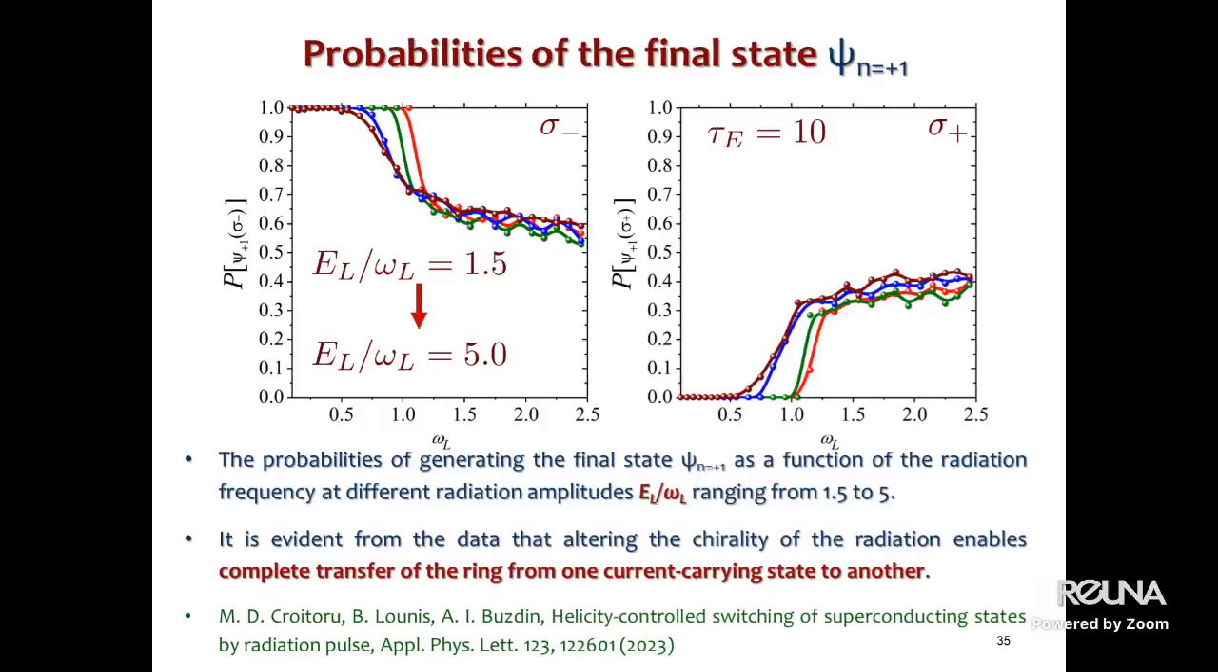One can clearly see that sigma minus radiation with intensity larger than 1.5 induces 100% switching at low frequency. Increasing omega to a maximum, and this maximum depends on intensity, leads to a drop of the switching probability. And then the probability for extremely large frequencies approaches 50%, which is useless for engineering application. We see this maximum threshold decreases as we increase the amplitude. So again, it's evident from this data that altering the chirality of the radiation enables complete transfer of the ring from one current carrying state to another. So either we move the system to state 1 or we move it to state 0.